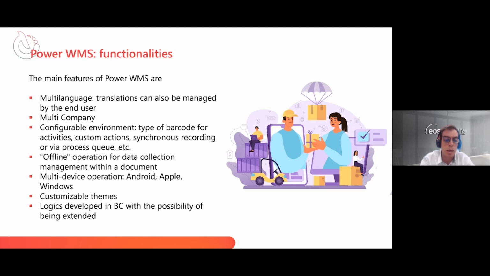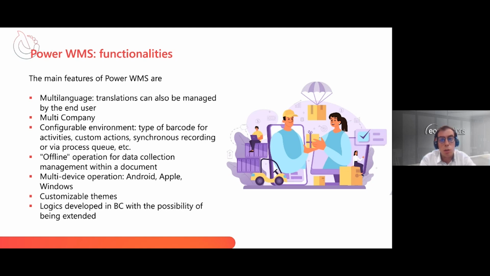It also has an offline logic, so you don't need to be always connected to the LAN when using the Power WMS. But when you go inside the document, you need to be connected to the internet. For handling the document, you can go around the warehouse without any connection, and when you have to save or post the document, you need a connection.